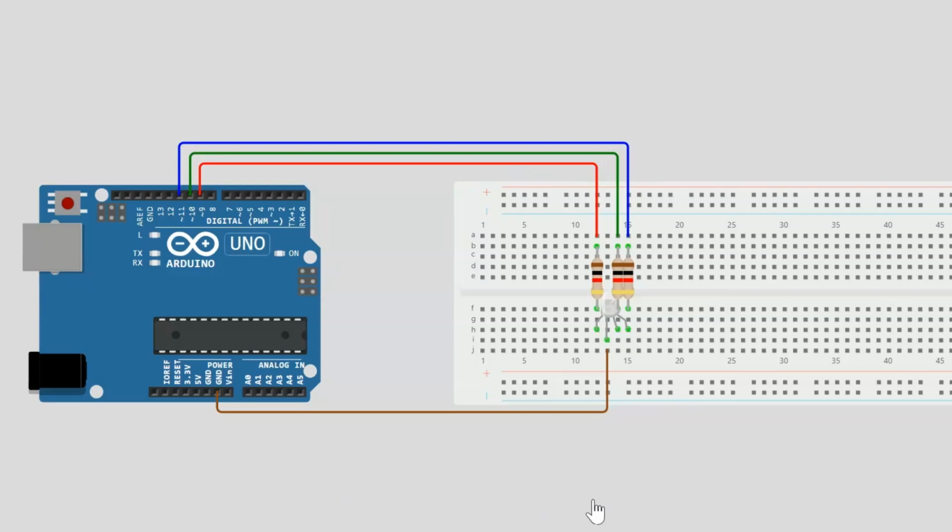So we have the red pin connected to pin 9, the green segment connected to pin 10, and then the blue segment connected to pin 11. And you can see that should correspond on the actual Arduino. We're setting some values for the red, green, and blue.